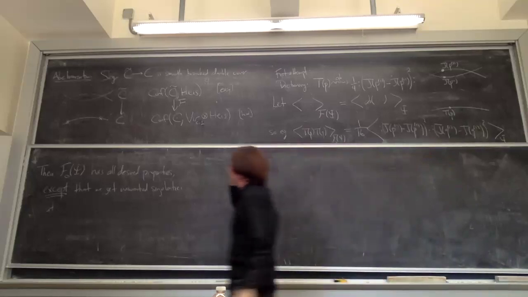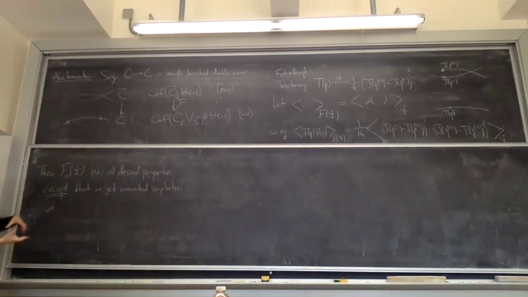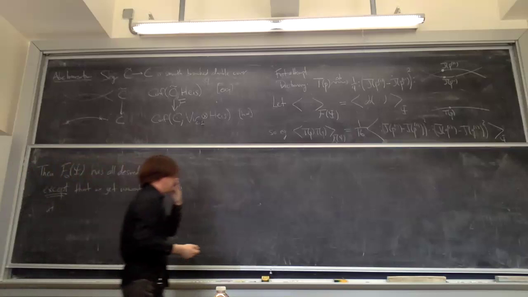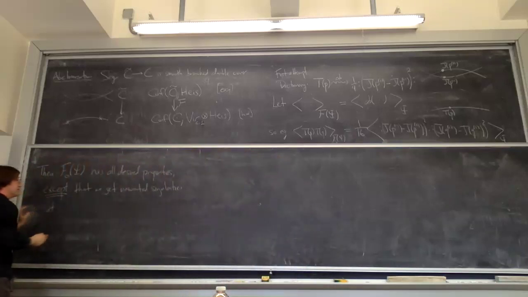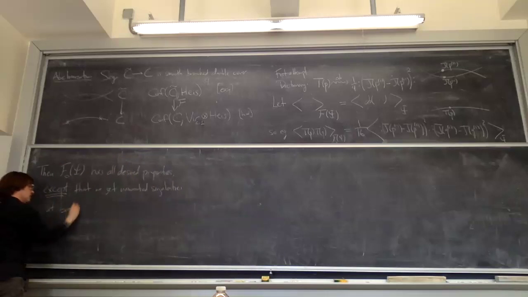Okay, so I'm describing this construction where we take a branched covering and we just push down the conformal blocks, and it almost works, but there's a problem. The problem is that you get unwanted singularities at the branch points.